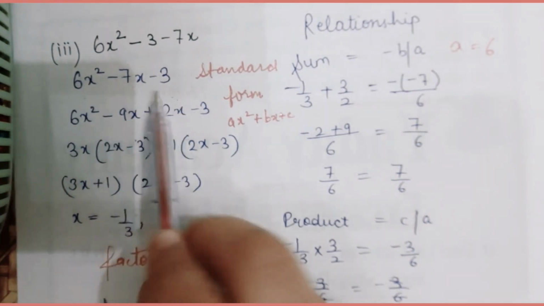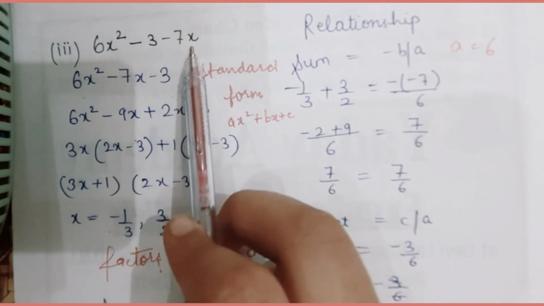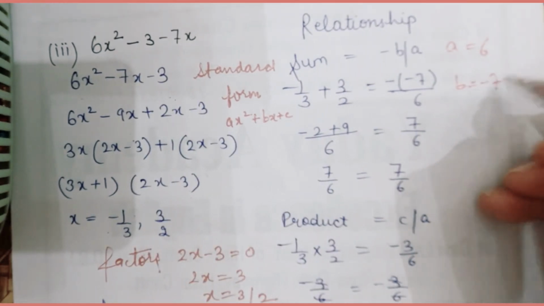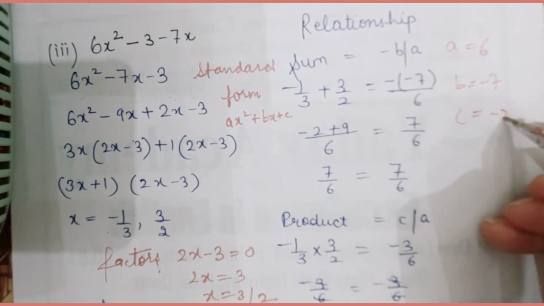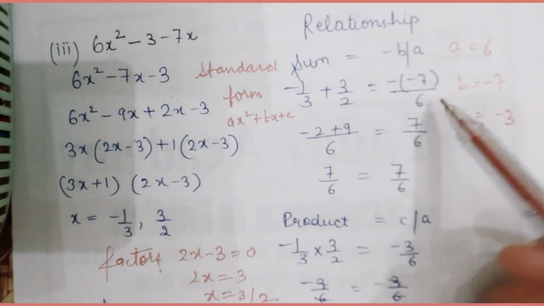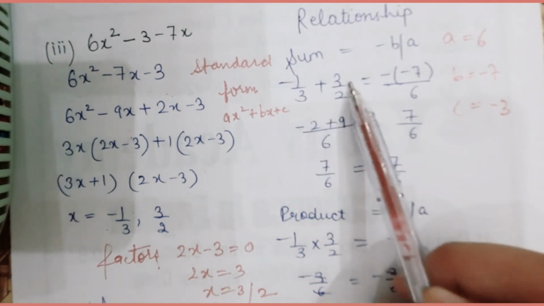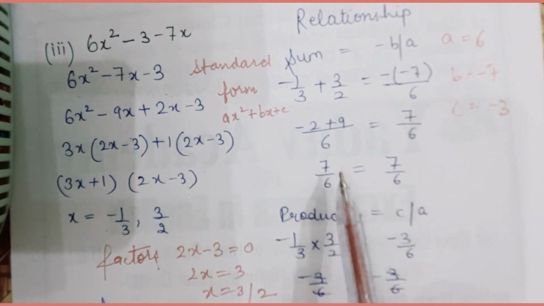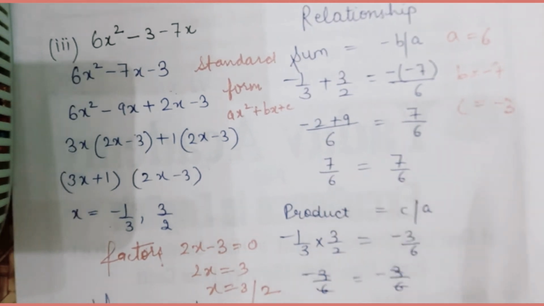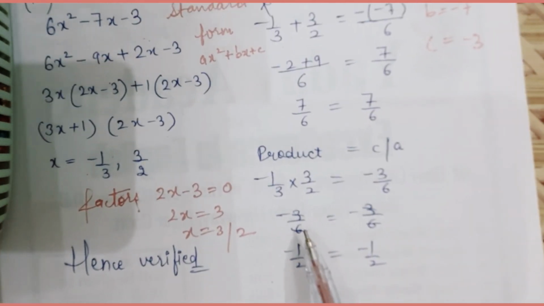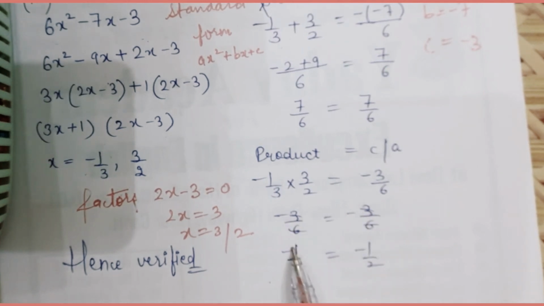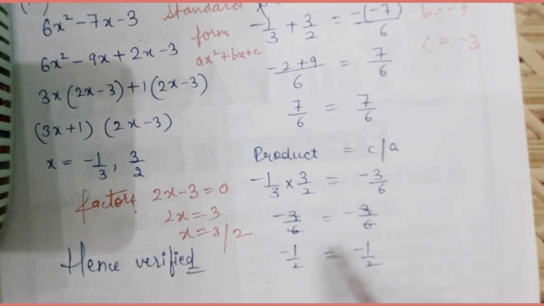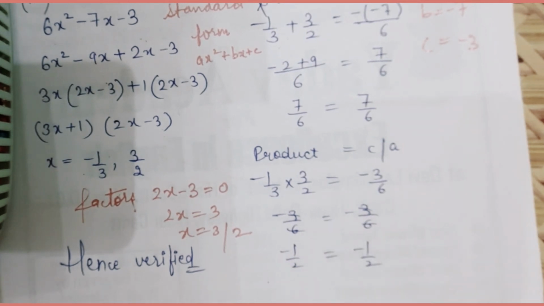Now you have to look carefully: b is minus 7, not minus 3, and c is minus 3. Okay. Now you can easily do the sum. Minus 1 by 3 plus 3 by 2 equals minus b by a, minus of minus 7 upon 6. From that, 7 by 6 equals 7 by 6. And similarly, product: minus 1 by 3 into 3 by 2, that is minus 3 by 6, equals c by a, minus 3 by 6. It will reach minus 1 by 2, minus 1 by 2, hence verified.